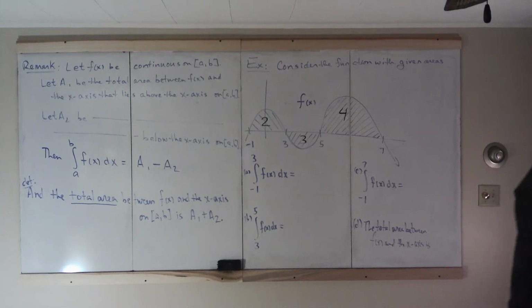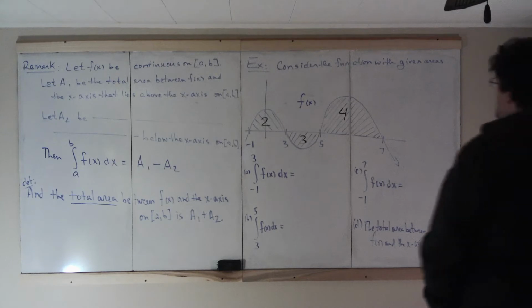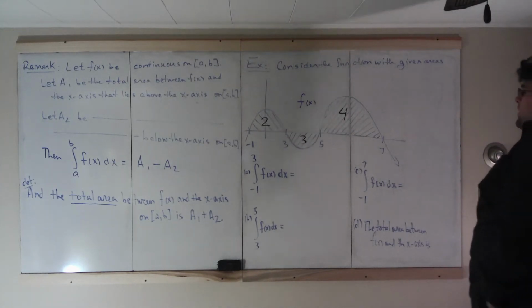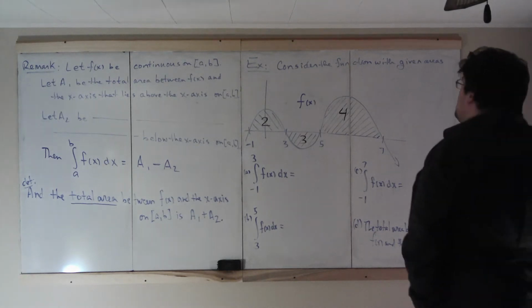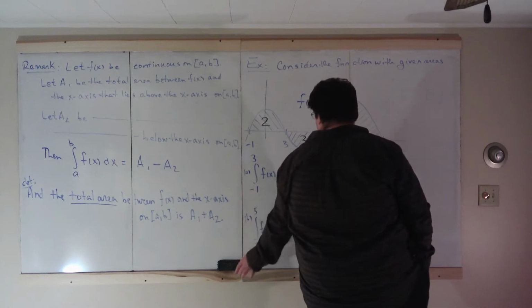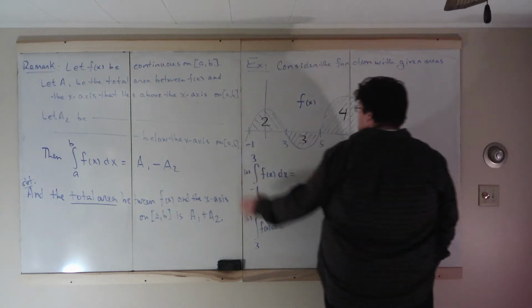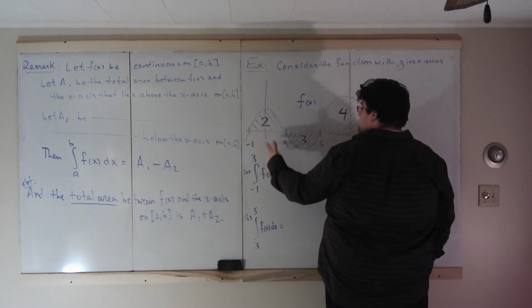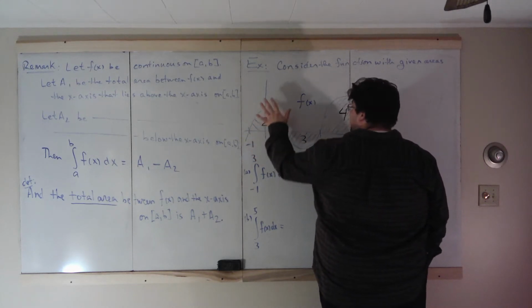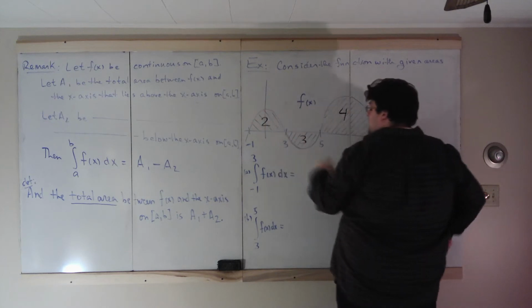So let's look at this function with areas given. So we have a function. First area there is 2. The area below the x-axis is 3. Then that next area is 4 above the x-axis. And we're going to compute 3 definite integrals and then find the total area. So first, from -1 to 3, well, we look at the function on -1 to 3. Well, it's here to here. So the only area between -1 and 3 is above the x-axis, and it has area 2.